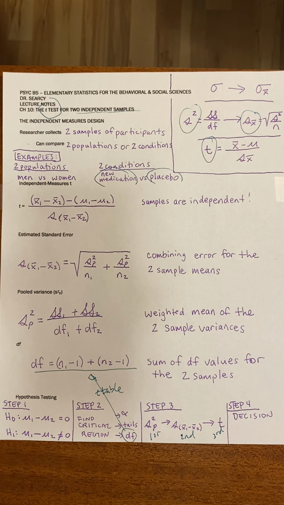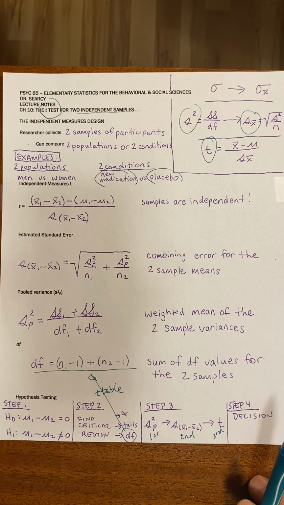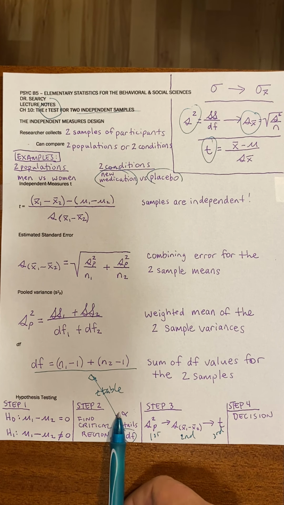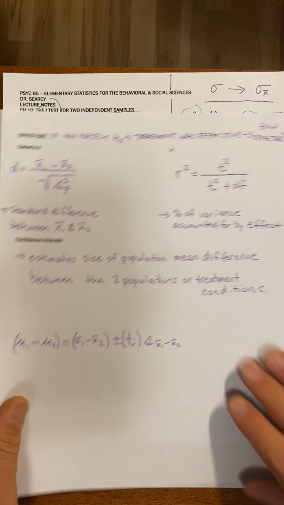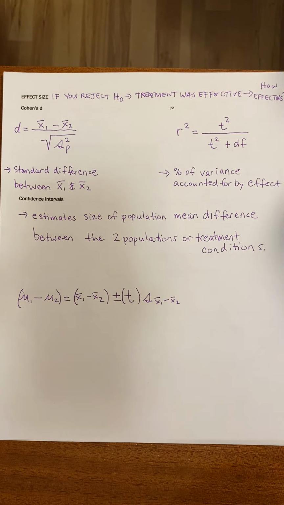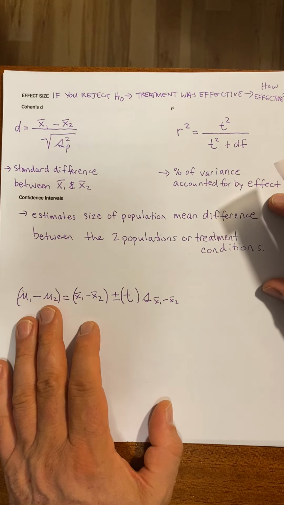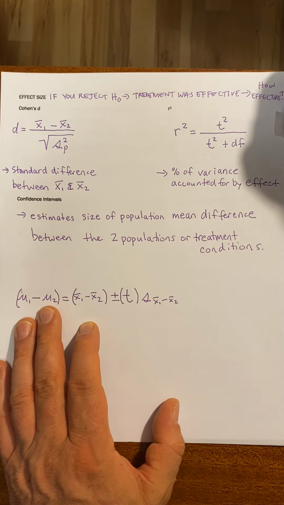Remember, step 4 is where you make your decision, right? The decision is, are you going to reject the null hypothesis, or are you going to accept the null hypothesis? The basis is you reject the null hypothesis if this T is bigger than this T. Let's say that you've done all of that and you found that you did reject the null hypothesis. Your step 3 T was bigger than your step 2 T.